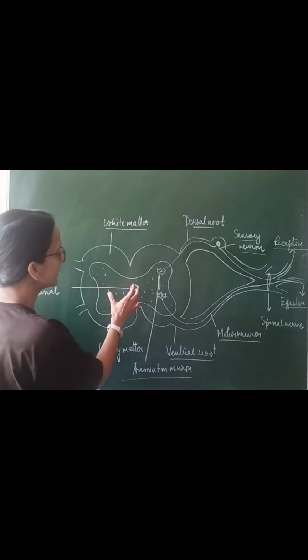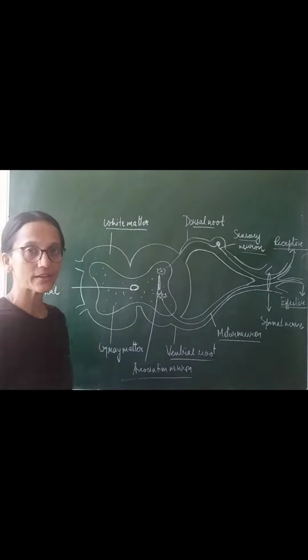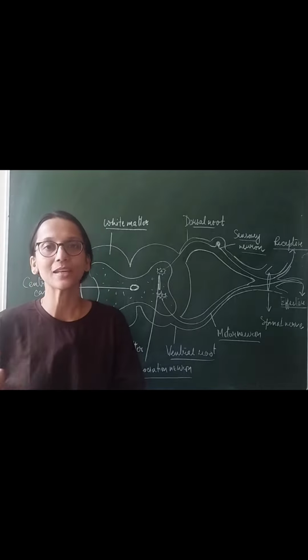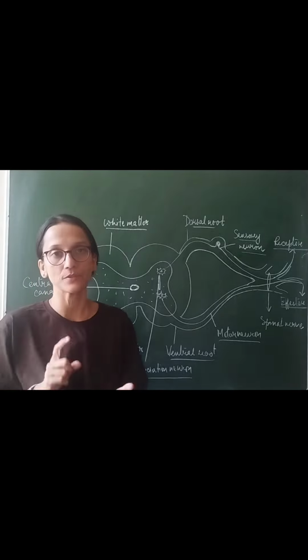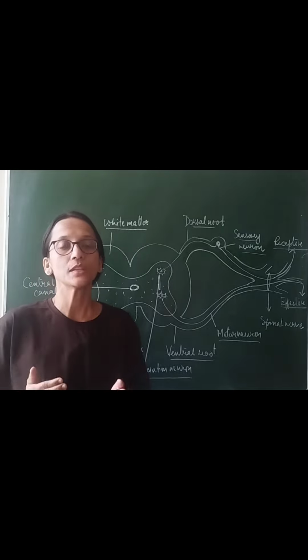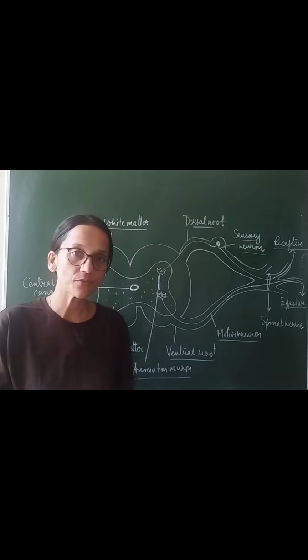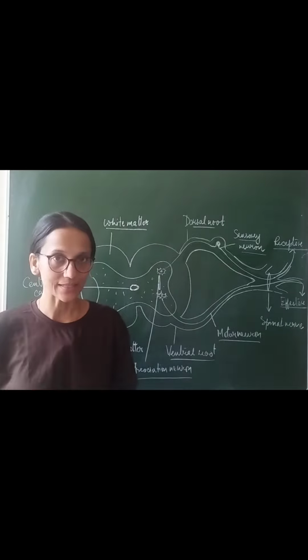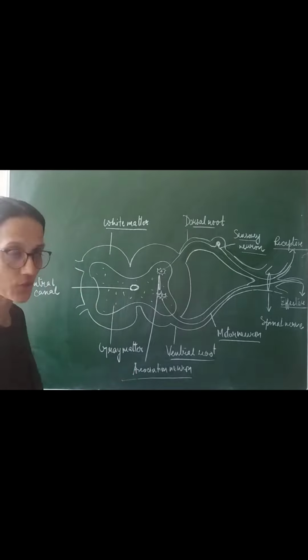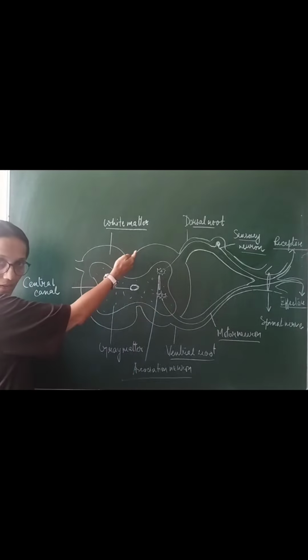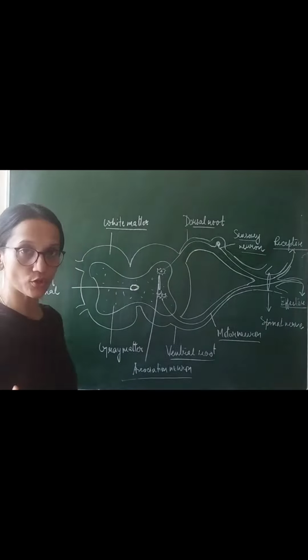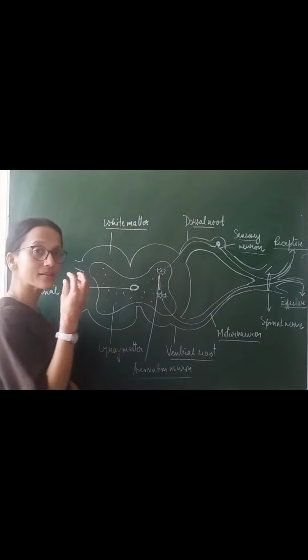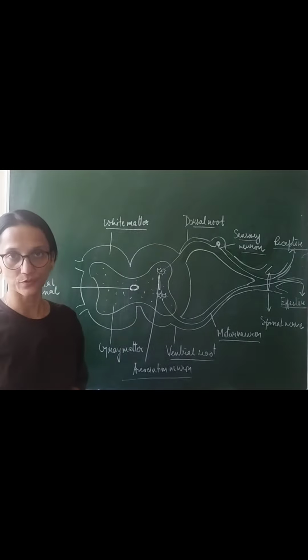Now if you look at the arrangement of the grey and the white matter, here is the difference between brain and the spinal cord. The biggest difference between these two lies in the arrangement of the neurons. In case of brain, the grey matter is on the outer surface and the white matter is inside. In case of spinal cord, it is just reverse. The white matter is on the outer side, which is made up of axons of neurons, and the grey matter is inside, made up of cytons of neurons.